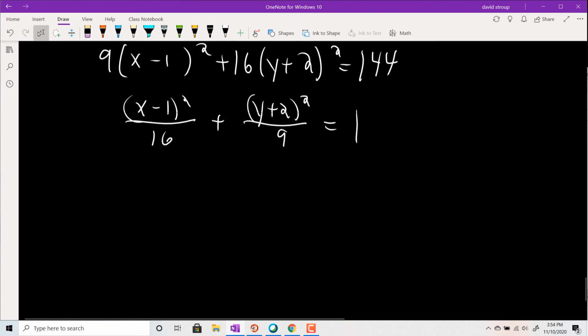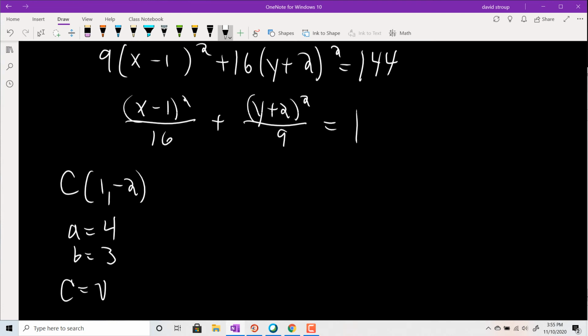Okay, so our center is at 1 comma negative 2. Our a value must be the bigger value, which is 4. Our b value is 3. It's oriented with the major axis parallel to the x-axis. And then our c value is the square root of 16 minus 9, which is the square root of 7, which is approximately 2.65.